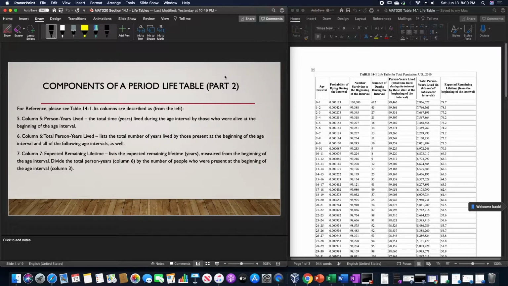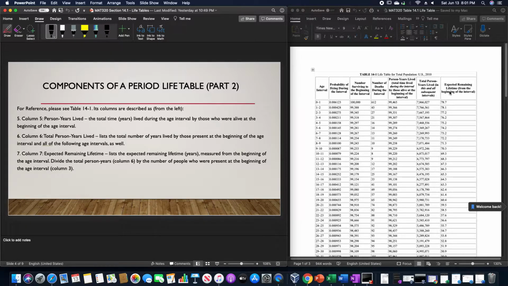Likewise, column 5 is the person years lived. This is the total time in years lived during the age interval by those who are alive at the beginning of the age interval, which is why these have such long numbers. Well, big numbers, I should say. Column 6 is the total person years lived. This lists the total number of years lived by those present at the beginning of the age interval and all of the following age intervals as well, which is why, as you can see, these numbers do decrease as we go down the table.